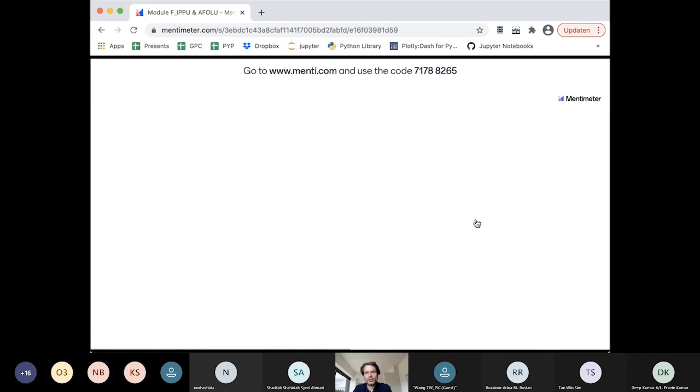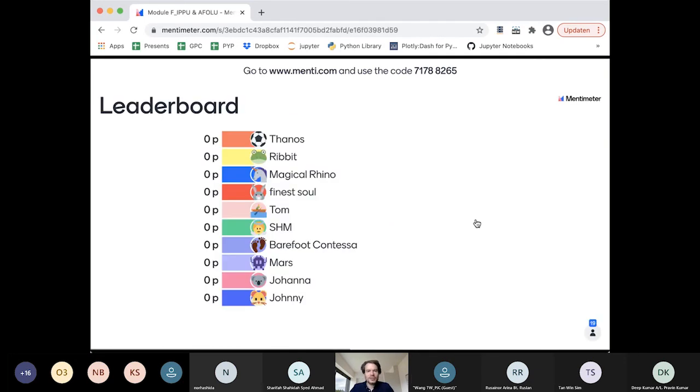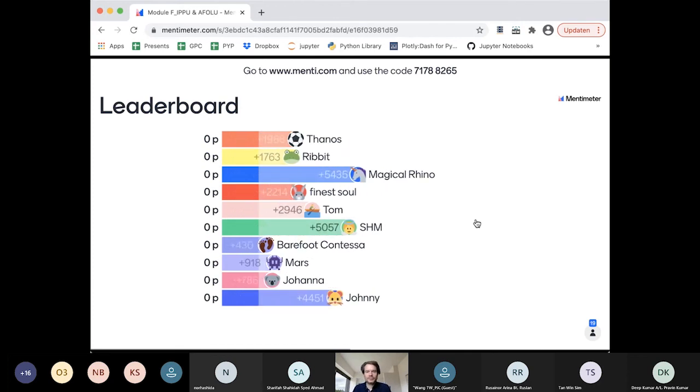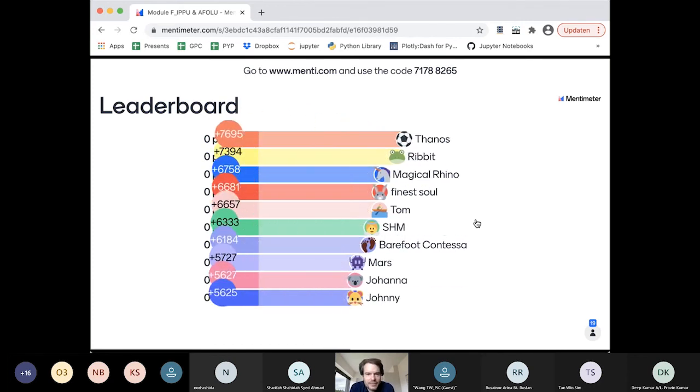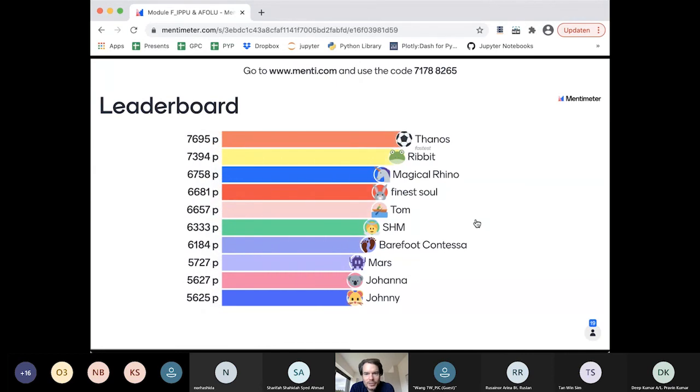Okay, let's look at the interim scores, see who's taking the lead at the moment. Looks like we have Thanos in the lead, followed by Ribbits and Magical Rhino, with Finest Soul and Tom closing out the top 5. Okay, we'll come on to this again when we do a follow. But for now, let me take you back to our main presentation. There we go.